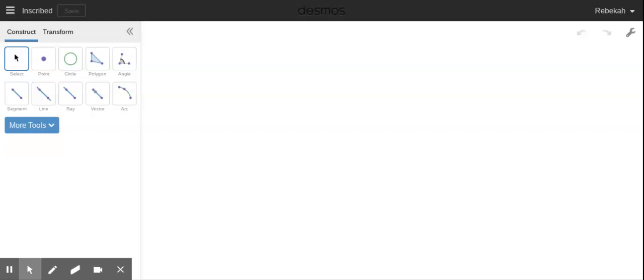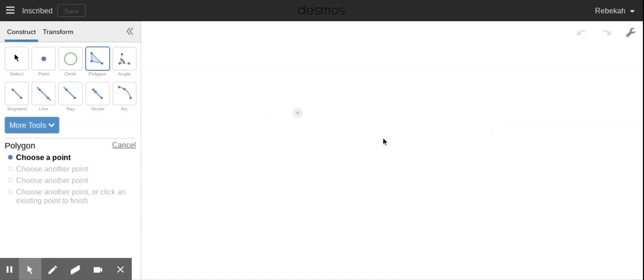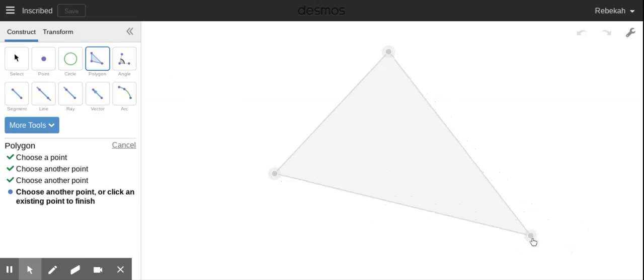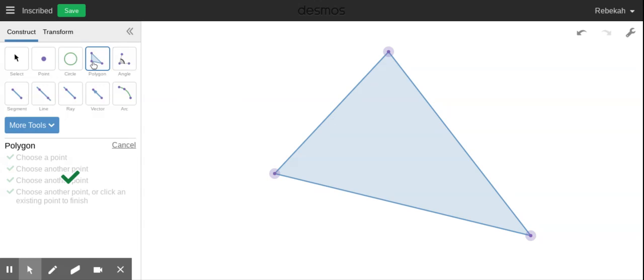Okay, this is IM2, and we just did perpendicular bisectors, so we're going to actually do angle bisectors. So we're going to draw a big triangle first. All right, so we'll just grab any shaped triangle. It doesn't need to be anything special. Double click on the last point to close it up.